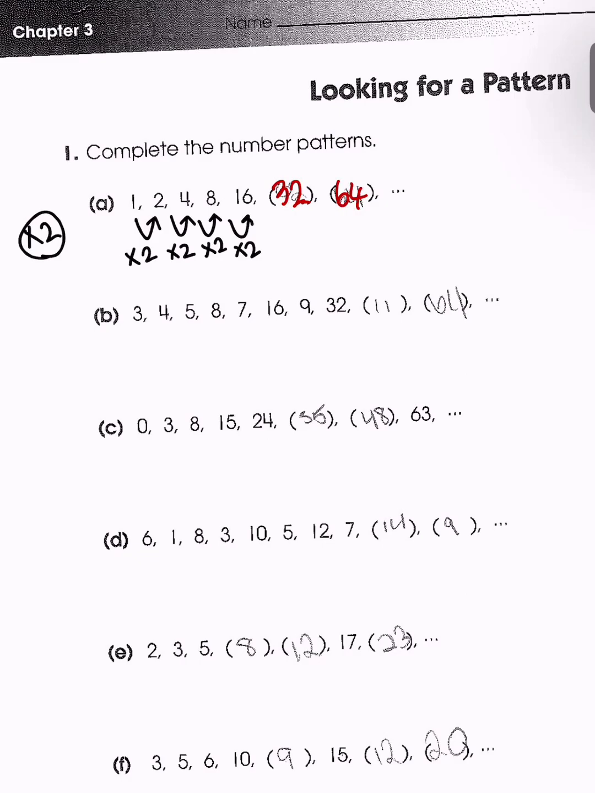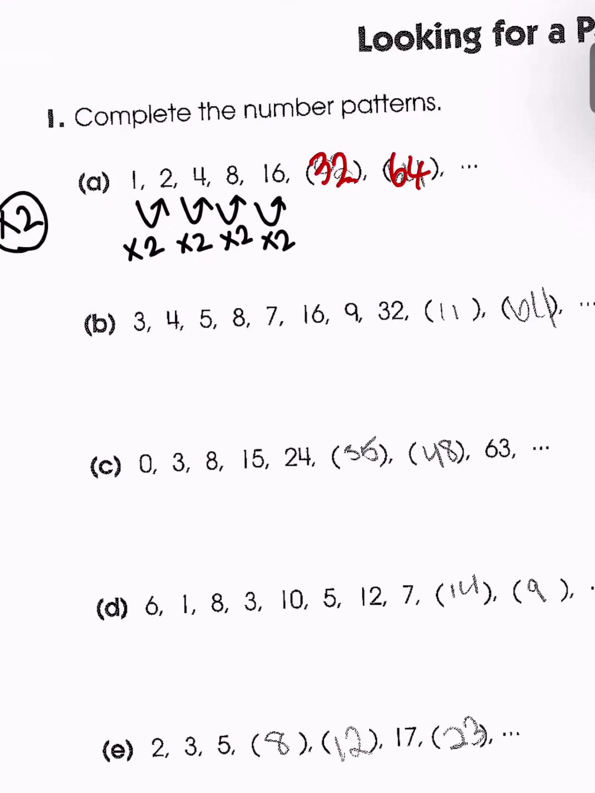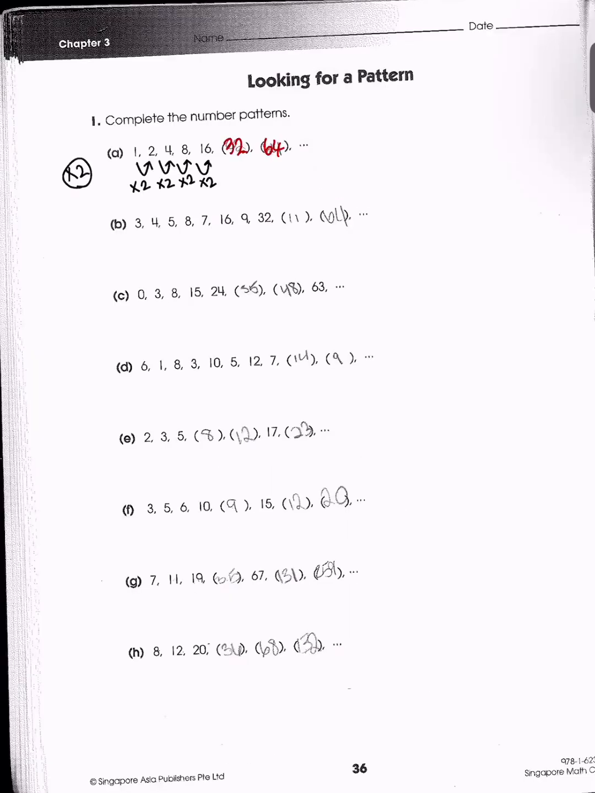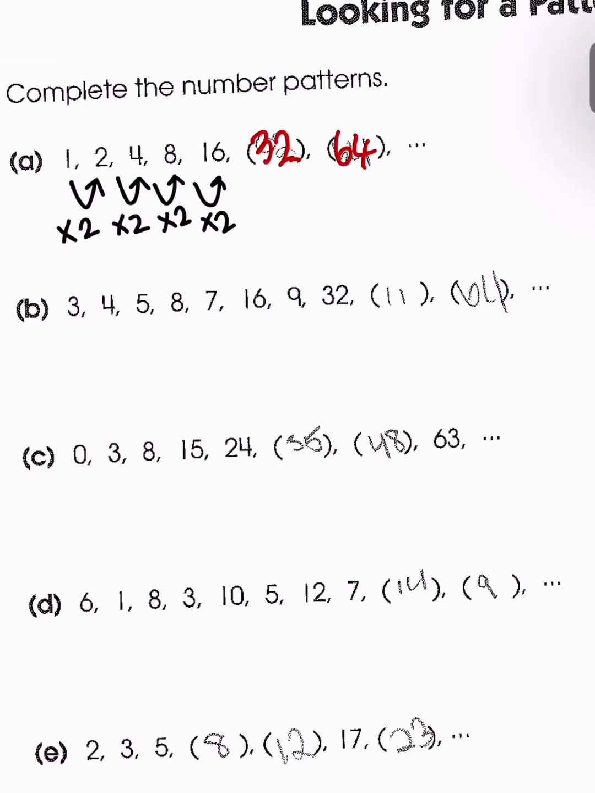So in problem B, we're adding 1. And then we added 1 again. But then now from 5 to 8, we added 3. And then from 8 to 7, we added -1, so we subtracted 1. Then from 7 to 16, we added 9. And so it seems hard to find a pattern like this. So we'll try to find a pattern in a different way. So it's not always just multiplication. It can be multiplication plus addition, or multiple different types.